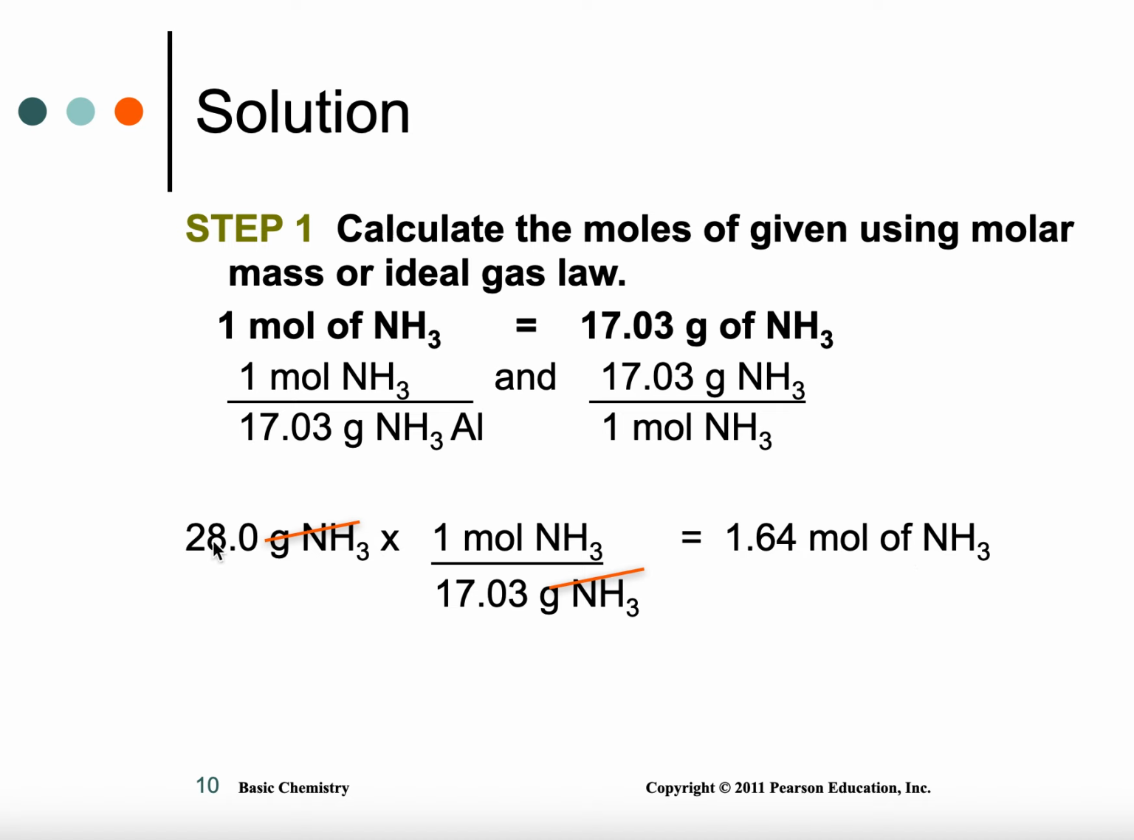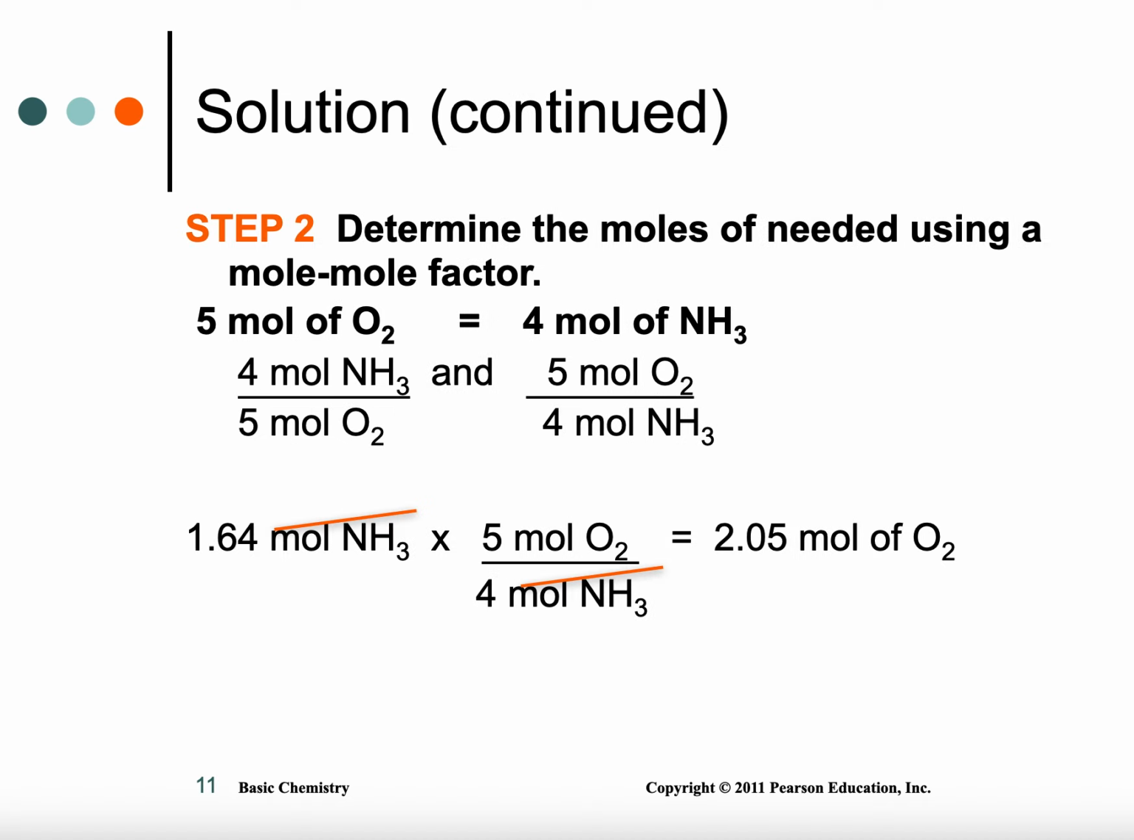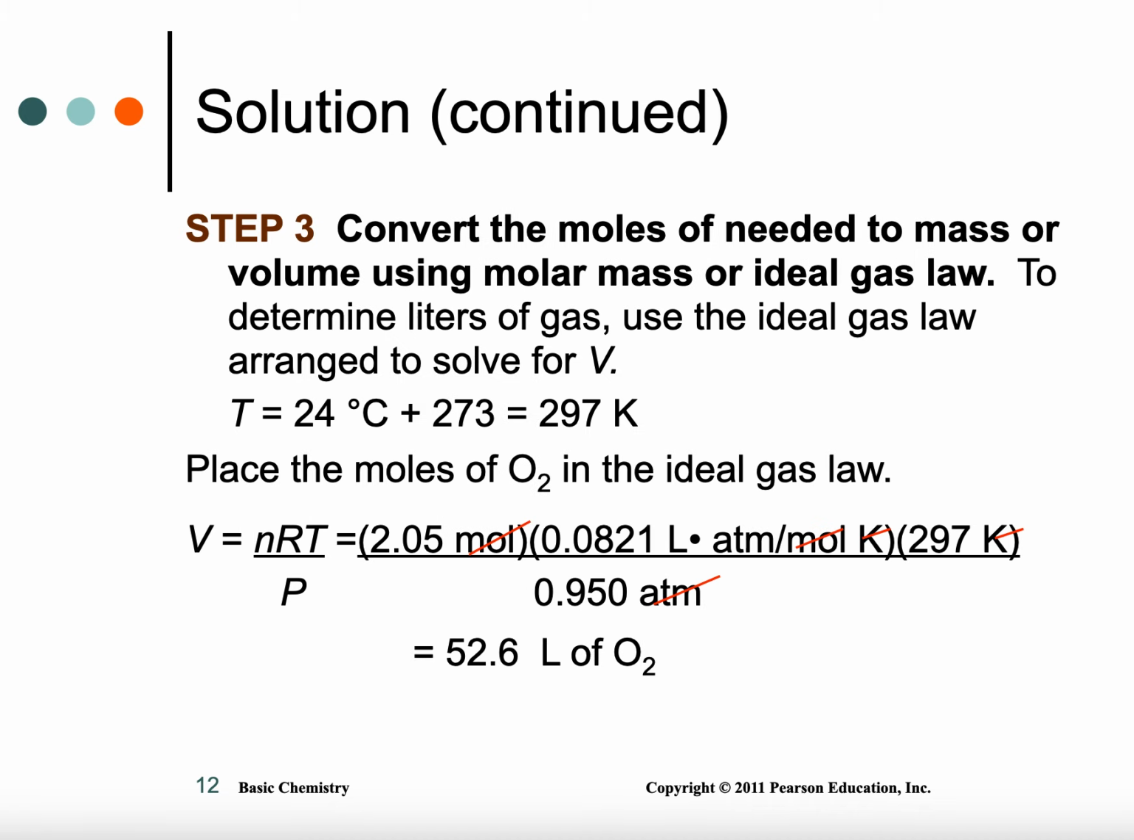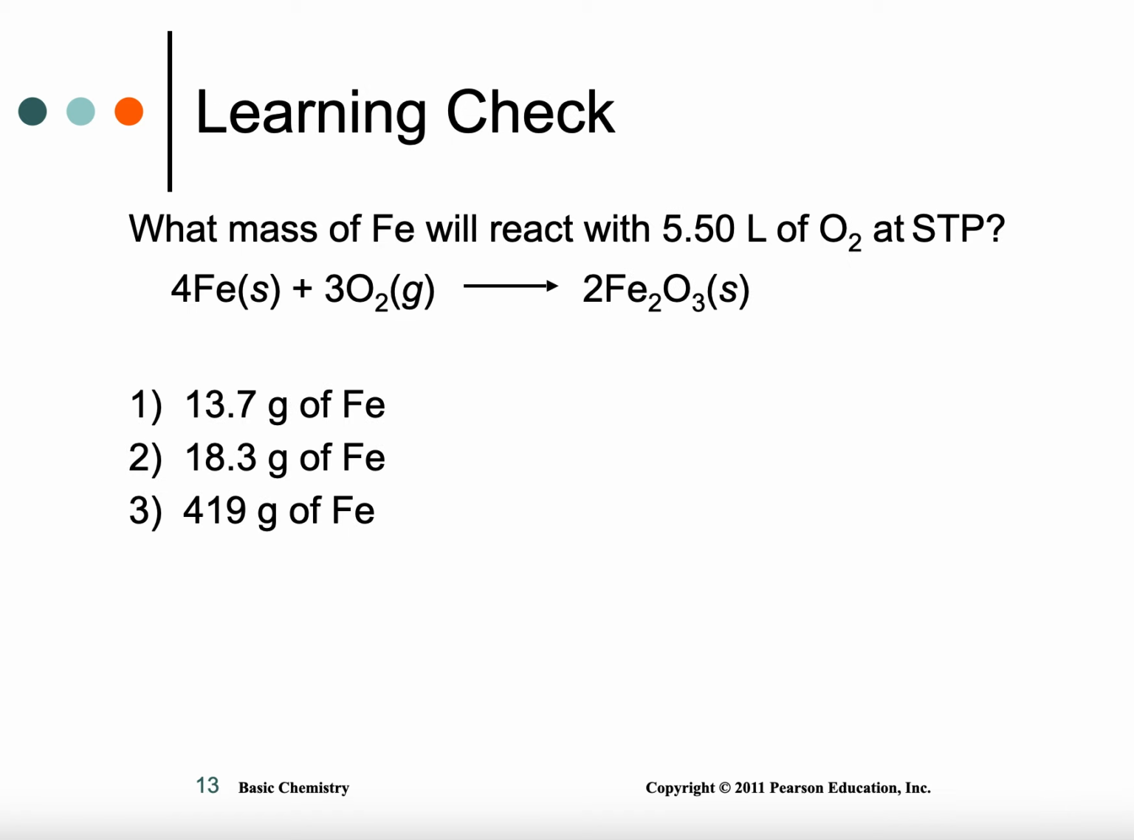Now that I have moles, I want to go into PV equals nRT. Okay. First of all, I have to have how many moles of the next one. That's just how many moles of the first. So for every 5 oxygen, there's 4 moles of ammonia. So however many moles of ammonia gives me how many moles of oxygen. Once I know how many moles of oxygen, PV equals nRT, and you'll end up with the liters. Okay, so it really is the same way over and over and over again.